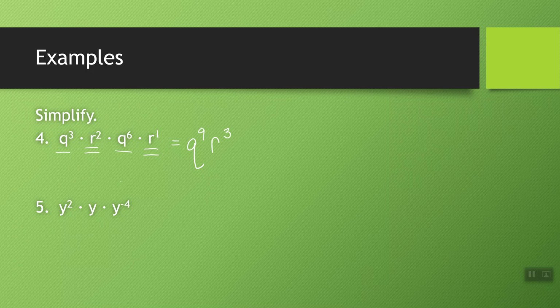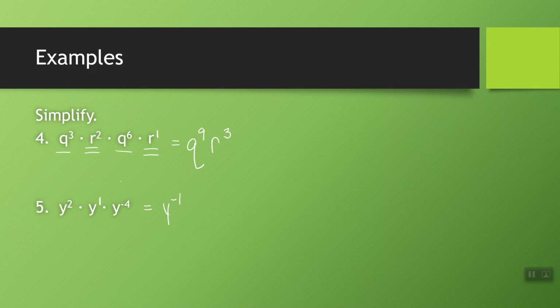In the next example, we have y squared times y times y to the negative 4th. So we have 3 powers, so they all have y as their base. I'm going to go ahead and write that 1 in there so we can see that. So 2 plus 1 is 3, and 3 plus negative 4 is negative 1. So that's y to the negative 1st.